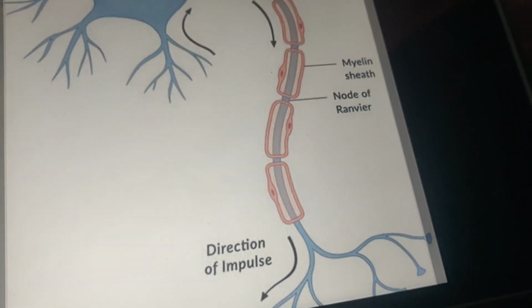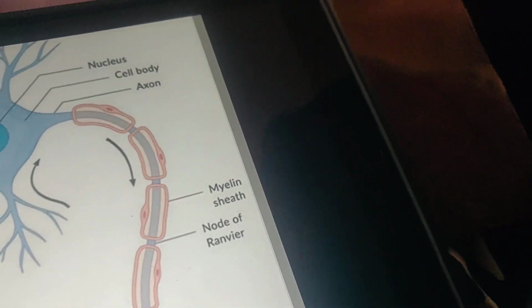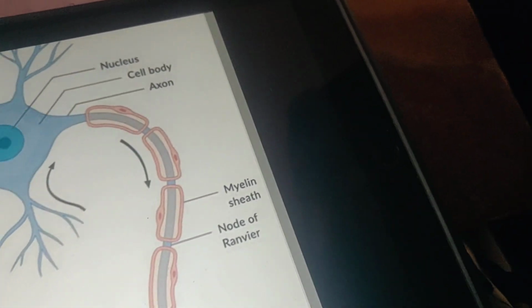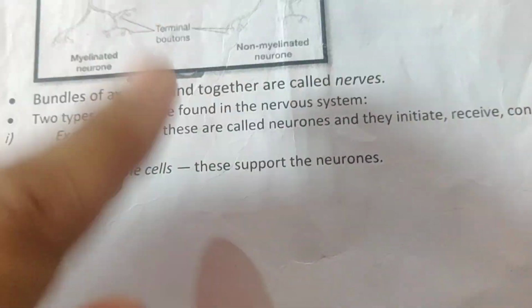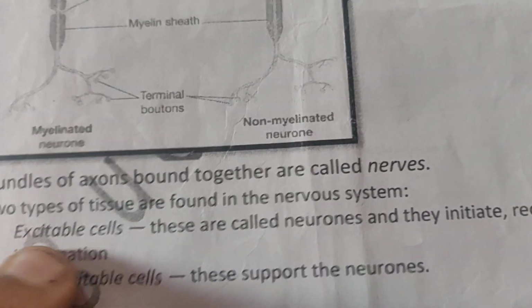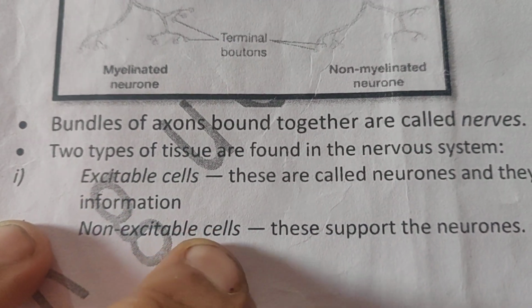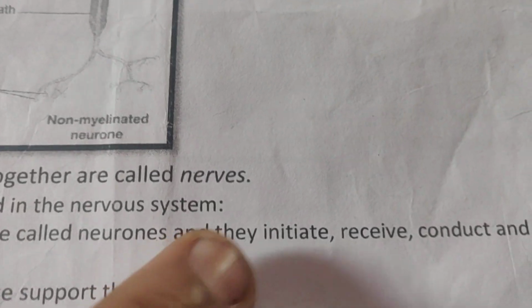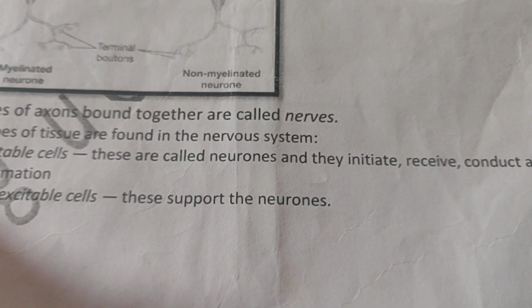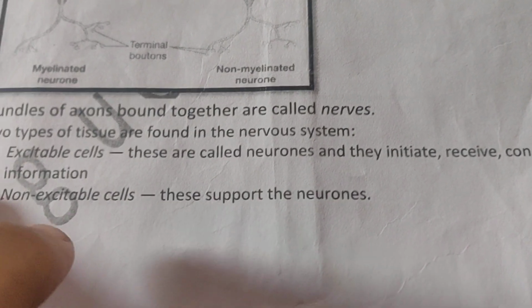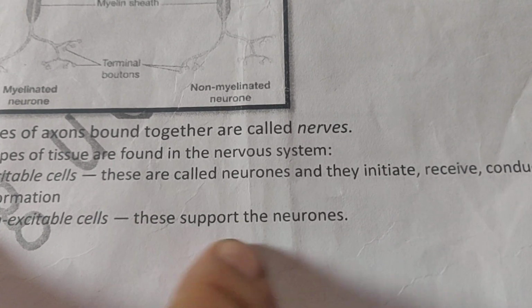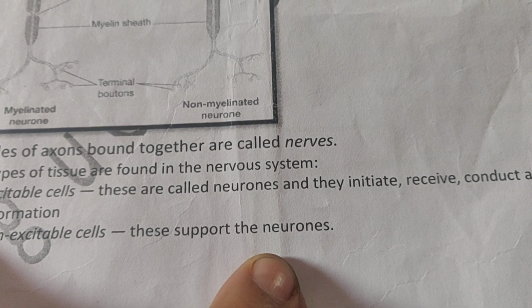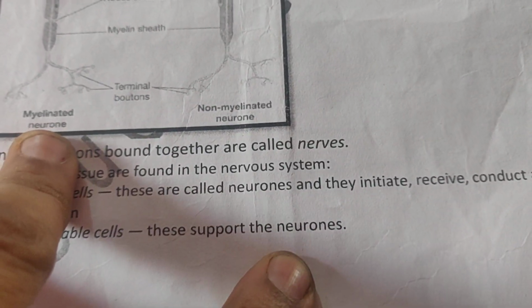See here, excitable cells and non-excitable cells. Excitable cells are called neurons, and they initiate, receive, conduct and transmit information, whereas non-excitable cells support the neurons. We have non-myelinated and myelinated neurons. So that is about our nervous tissue.